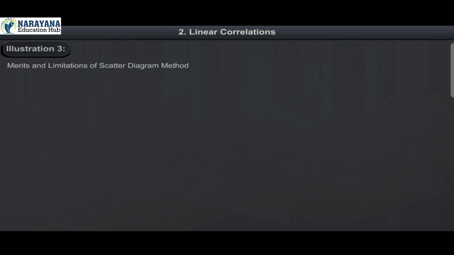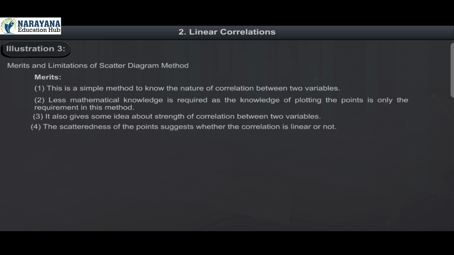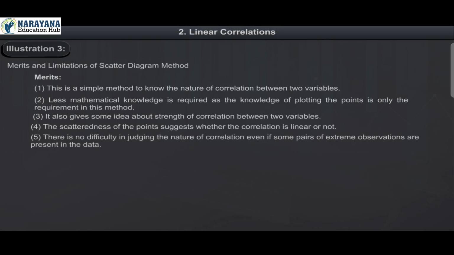Merits and limitations of the scatter diagram method. Merits. 1. This is a simple method to know the nature of correlation between two variables. 2. Less mathematical knowledge is required, as knowledge of plotting the points is the only requirement in this method. 3. It also gives some idea about the strength of correlation between two variables. 4. The scatteredness of the points suggests whether the correlation is linear or not. 5. There is no difficulty in judging the nature of correlation even if some pairs of extreme observations are present in the data.